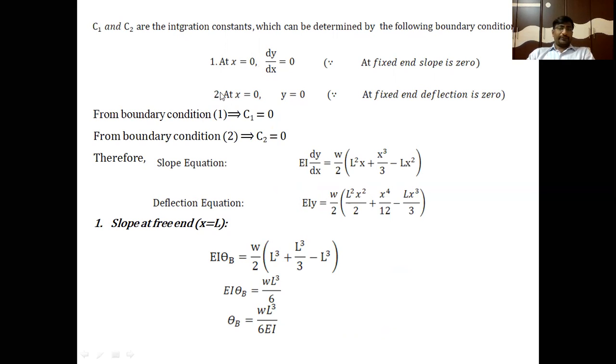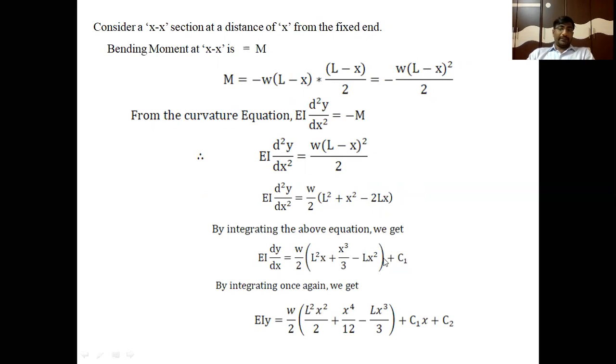So by substituting these two values into our equation, we will get C1, C2 values as 0, as in the previous case. From the first boundary condition, dy by dx is 0, so we substitute into the slope equation. When dy by dx is 0, the x value is also 0. So when x is 0, these three parameters are 0. 0 into w by 2 is 0. So C1 remains on the right side, 0 on the left side. So C1 value is 0. And at x is equal to 0, y is also 0. By substituting the second boundary condition into the deflection equation, where y is 0, x is 0.